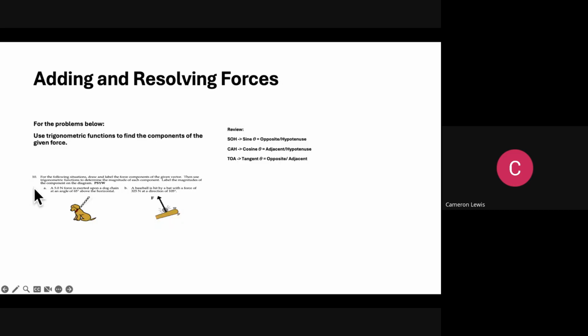Let's look at this first scenario. We have a 5 Newton force exerted upon a dog chain. So you've got the dog outside, chained to the fence or whatever. That's a force to keep him there. It's a tension force. We want to figure out the individual components for that force, because it's going to be at an angle. So how do we do this?